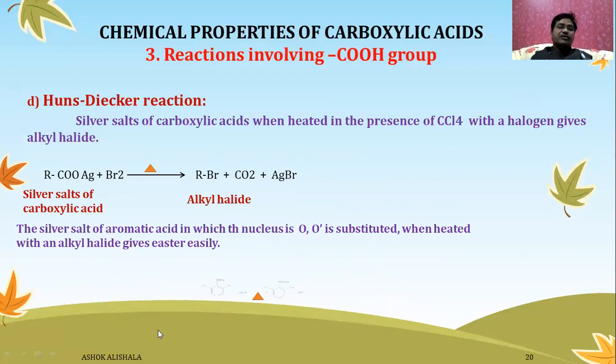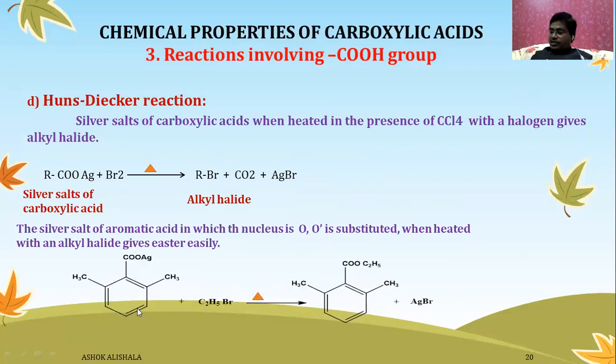Let us see this one. You know what the name of this compound is? This is going to be 2,6-dimethyl silver benzoate. When heated with ethyl bromide, you will get the 2,6-dimethyl ethyl benzoate formed. That is 2,6-dimethyl silver benzoate. We will give this ethyl bromide, and this 2,6-dimethyl ethyl benzoate is formed.